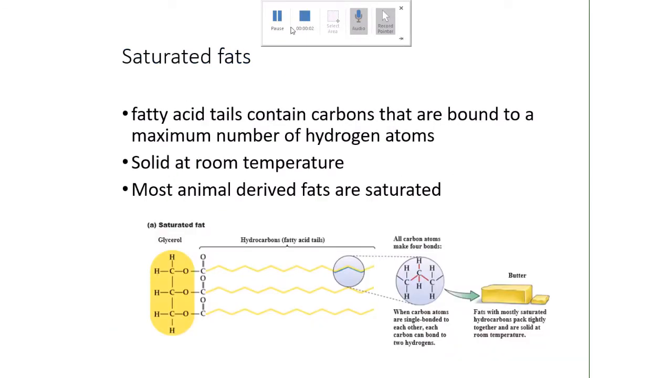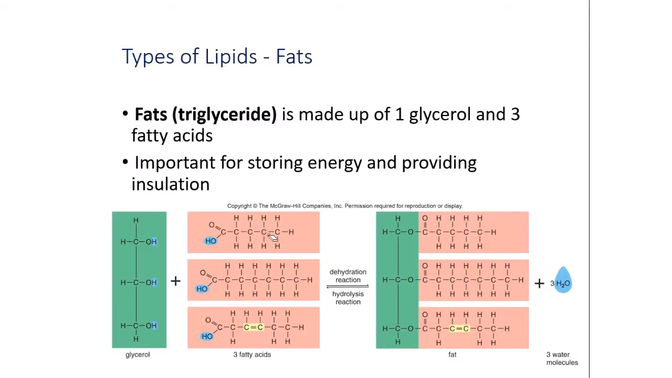The kind of fatty acids you have in the fat molecule is going to determine whether it is going to be a saturated fat or an unsaturated fat. Let's take a look at saturated fat first. In saturated fat, the fatty acid tail contains carbons that are bound to a maximum number of hydrogens. So let's just go back to this diagram briefly. You can see that the carbon here is bound to 2 hydrogens. Generally speaking, a carbon in the middle of a chain is able to bind to a maximum of 2 hydrogens. A carbon at the end, a terminal carbon, can bind to 3 hydrogens.